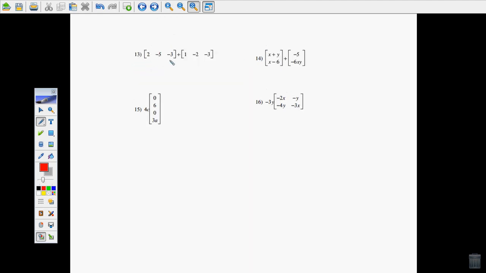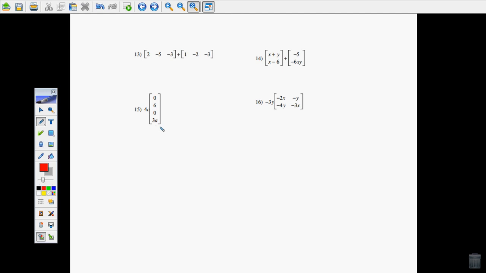Okay, you should be able to do 13 right here. 14, that's more at an advanced level, so do your best there. We can talk about that one tomorrow. 15, just multiply each of the entries here by 4c, and some of them will have a number like here. Anything times 0 will be 0, but then multiply 4c times 6 and 4c times 3a. Multiply the 4 times the 3 and the c times the a.